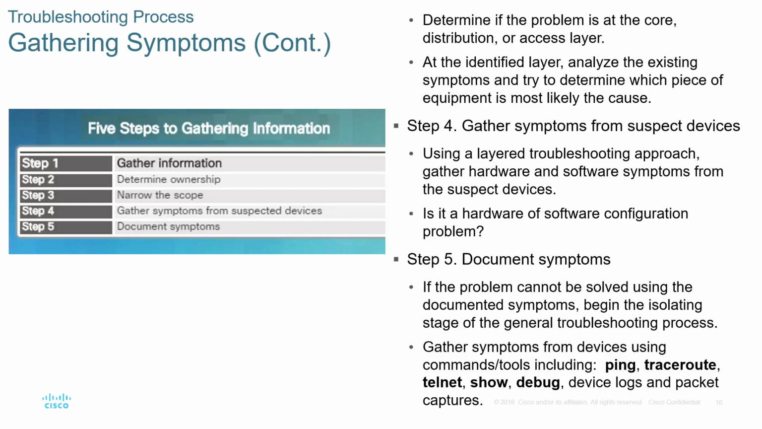When we narrow down, we can find out where the issue is. Is it at the access? Is it at the distribution? Is it at the core? Is it not even my problem? Is it the ISP side? We can find that information out.